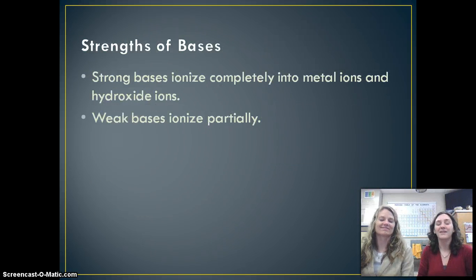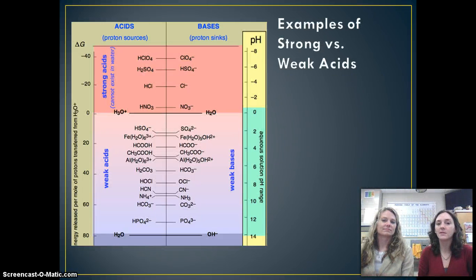Strong bases are going to ionize completely. So again, a strong acid or strong base is going to ionize 100% into metal ions and hydroxide ions. And then weak bases, not bass, ionize only partially, so it's the same idea as with your acids.